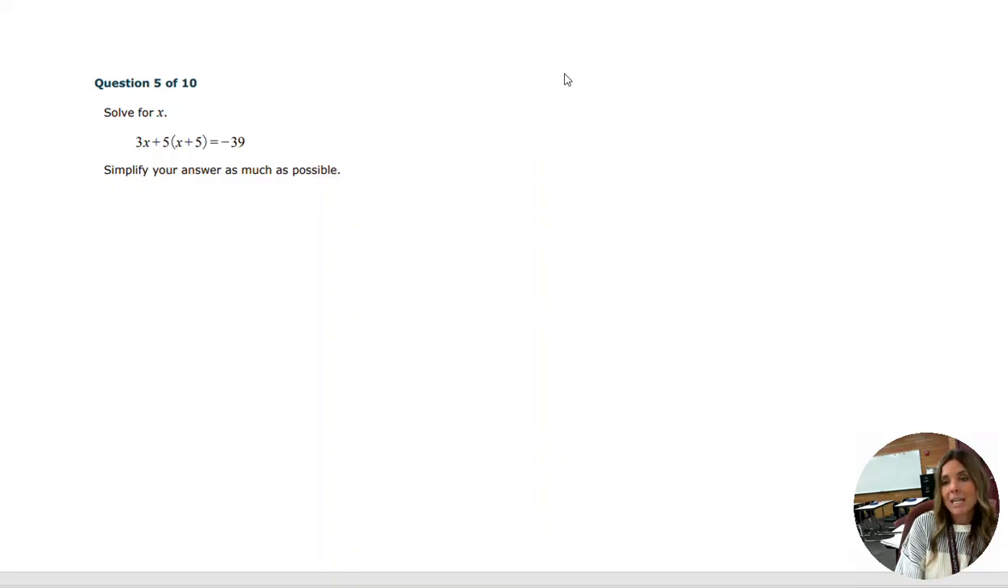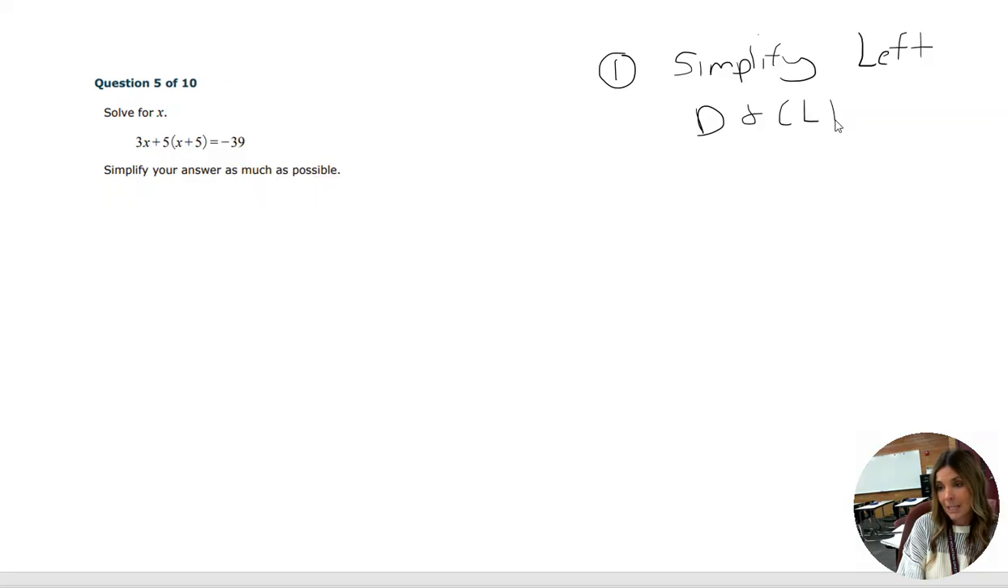Whenever you are solving an equation, it's super important for you to know the steps. There is an exact process that you follow every single time, no matter what the equation is. So the first thing that you always do is you look at the left side of your equation and you see if you can simplify it. You can see if there's any distributing that needs to be done, and you look and see if there are any like terms that need to combine.